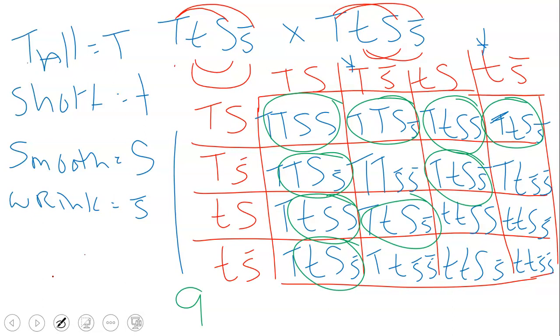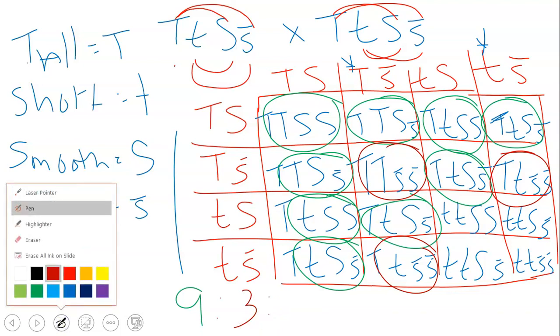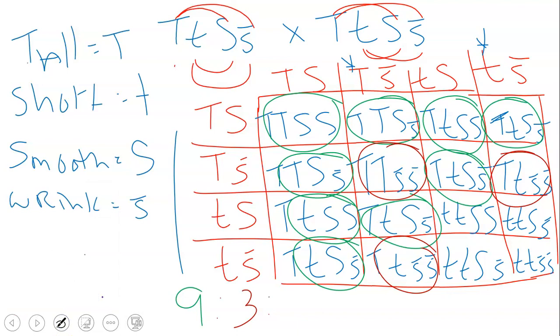So big T allele, but for the shape gene, they're going to be little s, little s. So that includes this one, this one, and this one. So 3 out of 16 are going to be tall wrinkled. Okay, let's use purple. I'm going to circle my short smooth. So little t, big S, dash. I got 1, 2, 3. So 3 out of 16 are going to have that phenotype.